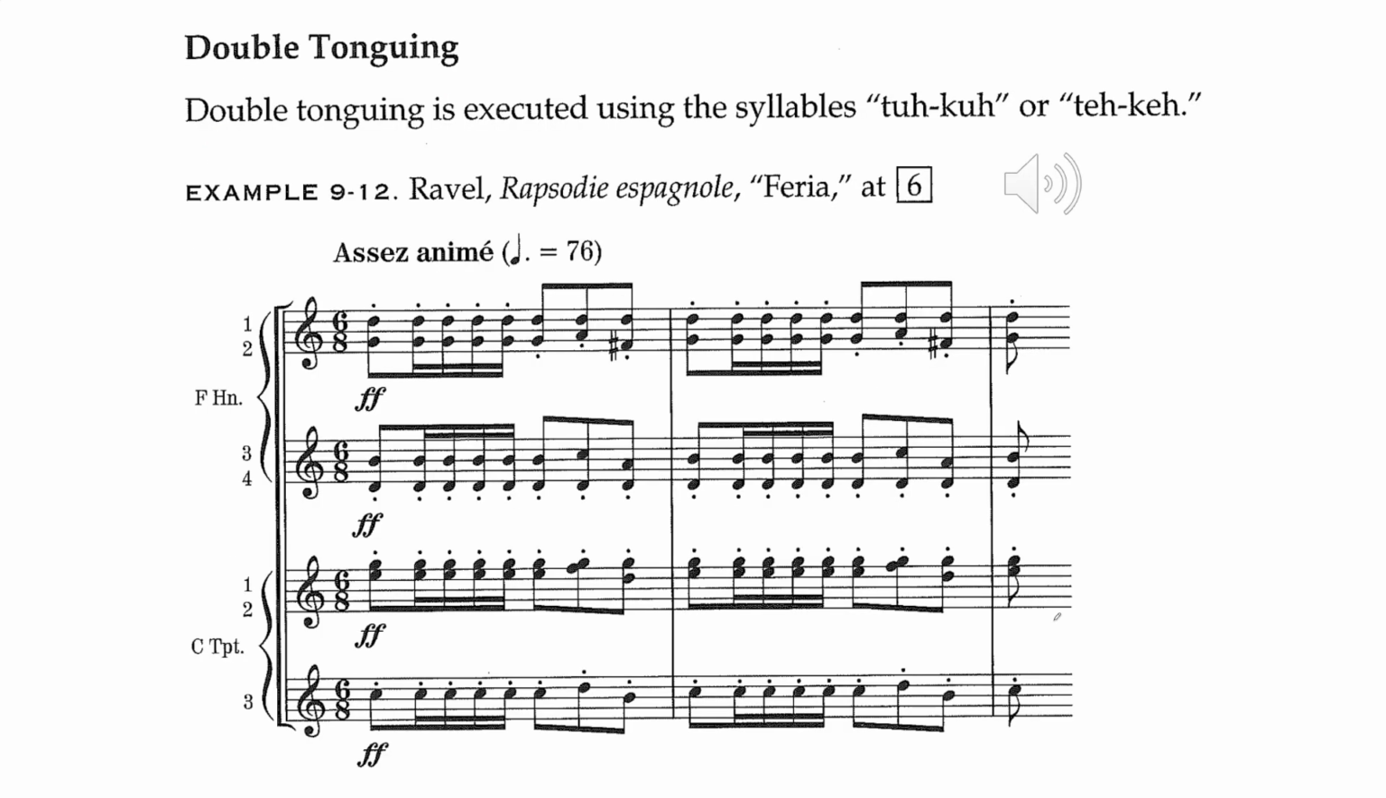Then we have double tonguing in fast passages, like here. And it is produced through the syllables tuku or teke. Let's listen to it. The excerpt is from Ravel's Rhapsodie espagnole.